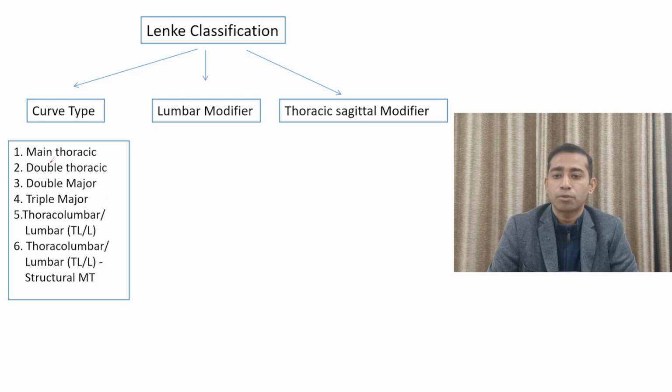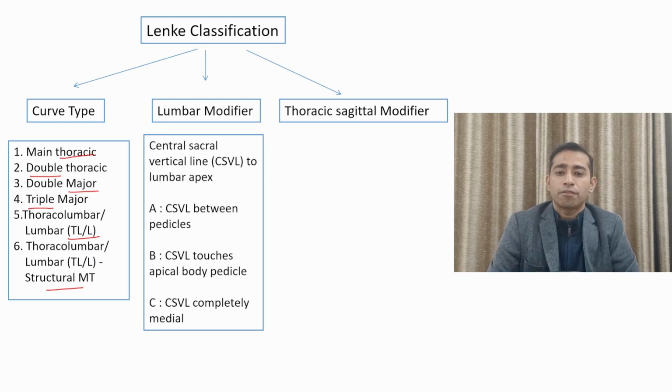So the first type you have to remember is main thoracic. Then you retain the thoracic and a double comes, so it becomes double thoracic. Then you retain the double and a major comes, it becomes double major. Then you retain the major and it becomes triple major. The fifth type you have to remember is thoracolumbar lumbar, and then you add a structural main thoracic to it for the sixth type.